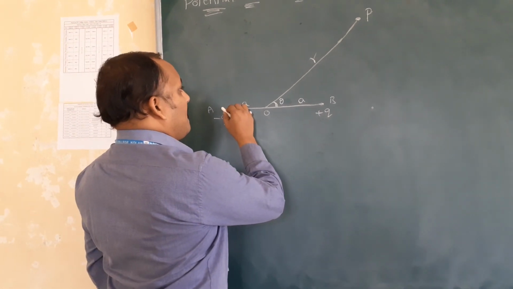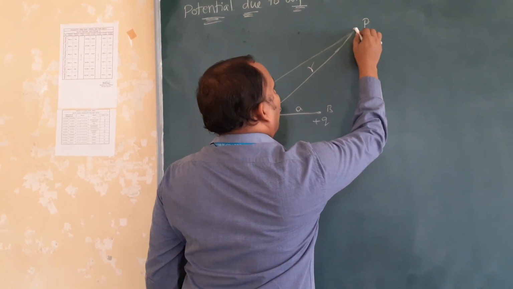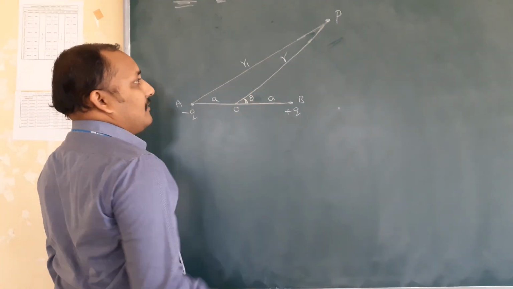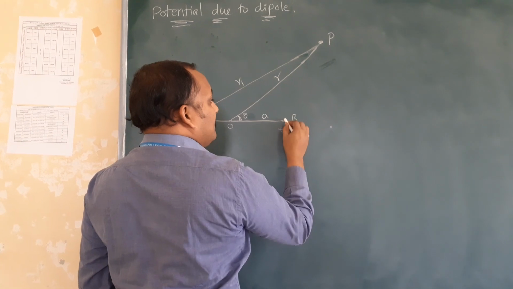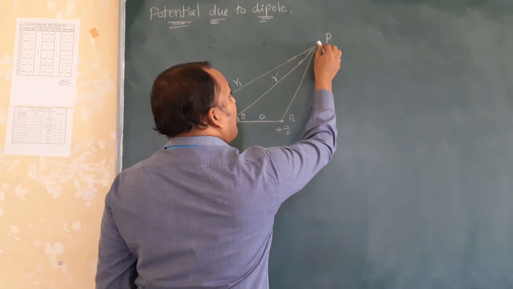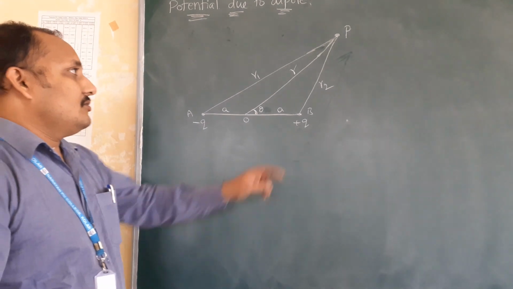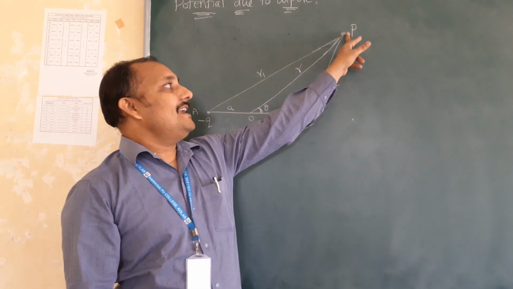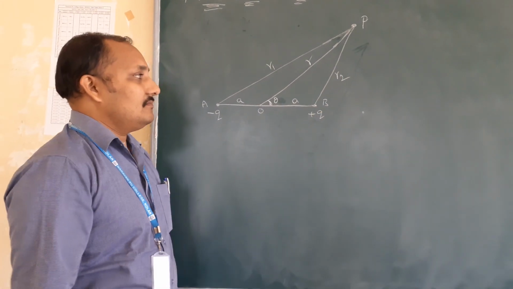Now A is at what distance from P? Let us assume this distance is r1. And B is at what distance from P? Let us assume this is r2. So point P is at a distance r1 from minus q, and point P is at a distance r2 from plus q.